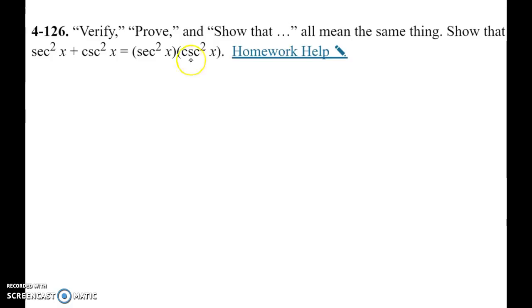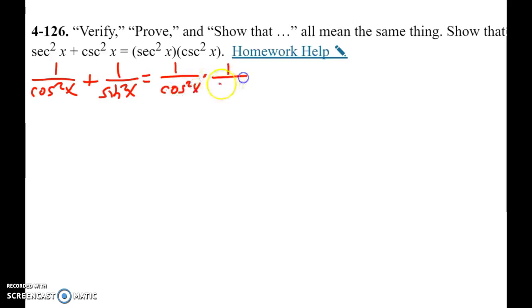To show that this is true, I would like to work with sine and cosine. So I'm going to start by switching everything in terms of sine and cosine. So secant squared would be the same as 1 over cosine squared. Cosecant squared would be the same as 1 over sine squared. And then same here, 1 over cosine squared multiplied by 1 over sine squared.